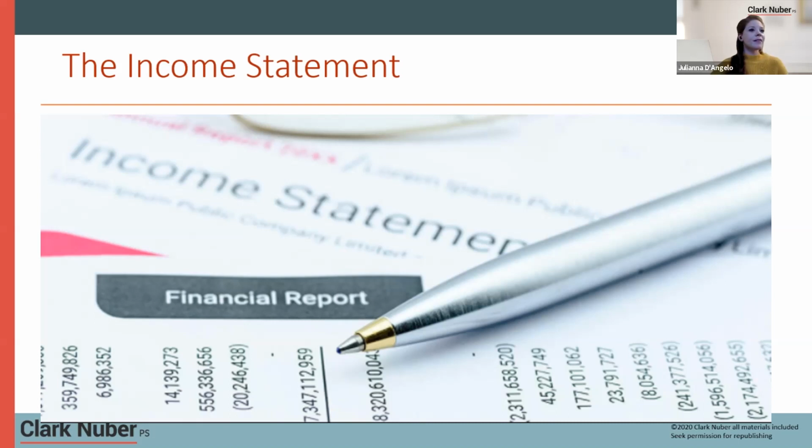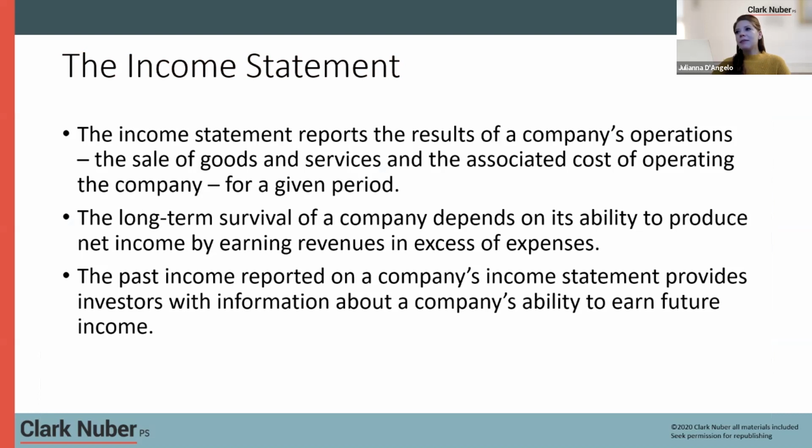Okay, on to the income statement. So the income statement reports the results of a company's operations, the sale of goods and services, and the associated costs of operating the company for a given period. The long-term survival of a company depends on its ability to produce net income by earning revenues in excess of expenses. The past income reported on a company's income statement provides investors with information about a company's ability to earn future income.